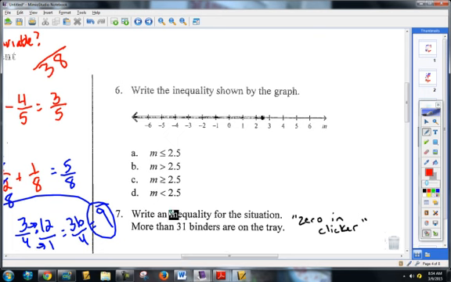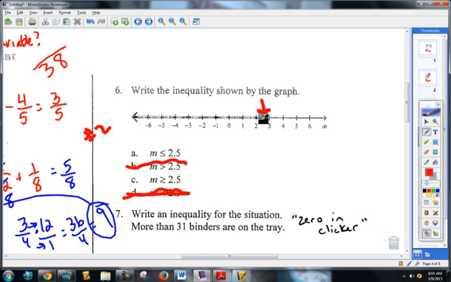Okay, here we go. Write the inequality shown by the graph. This is also learning target number 2. So, first thing you identified. Did anybody something jump out at you right away? Yes, CJ? It's a closed dot, so we know it's going to have the line underneath. So can I go ahead and eliminate B and D?